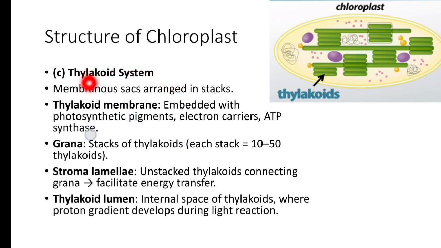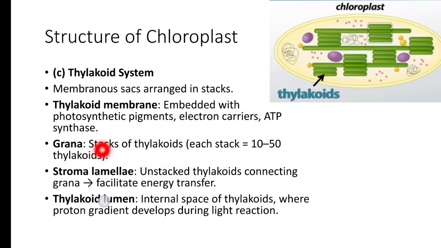And next one is the thylakoid system. It is a membranous sac arranged in the form of a stack-like structure. If you look at the picture, the coin-like structures are arranged in a stack, which is considered the thylakoid system. This thylakoid system is embedded with different types of photosynthetic pigments and electron carriers, and an important enzyme, ATP synthetase. This ATP synthetase produces ATP. Due to the electron transport chain process, ATP will be produced by utilizing the ATP synthetase enzyme.